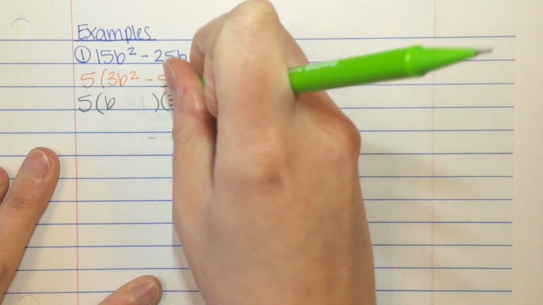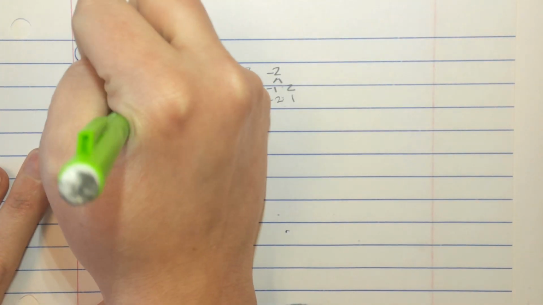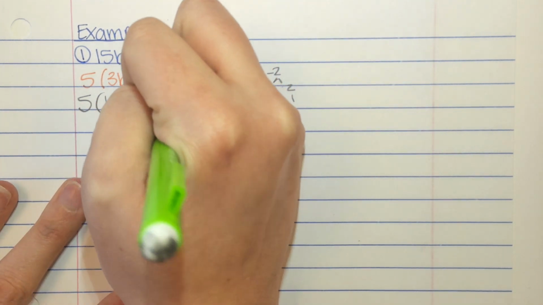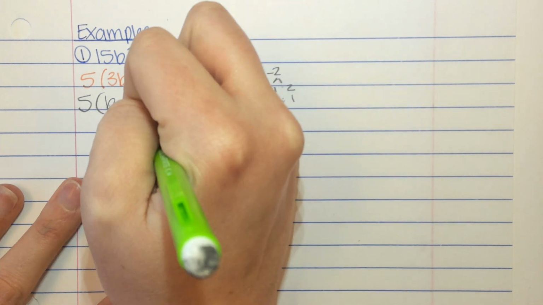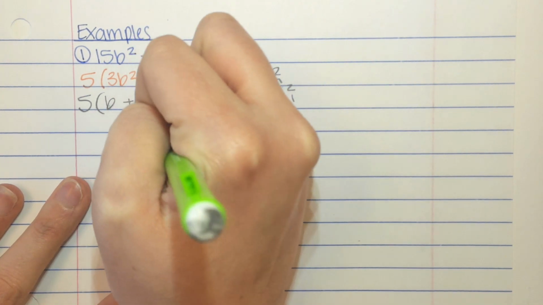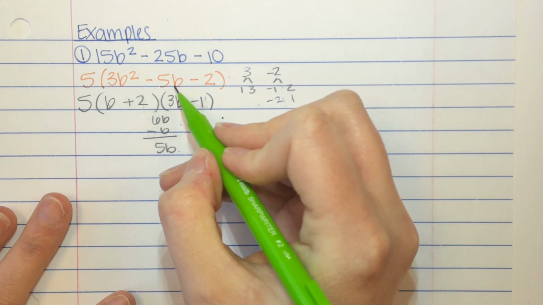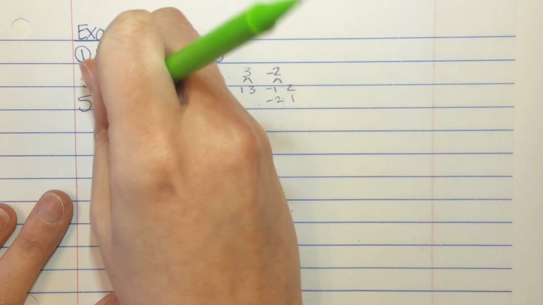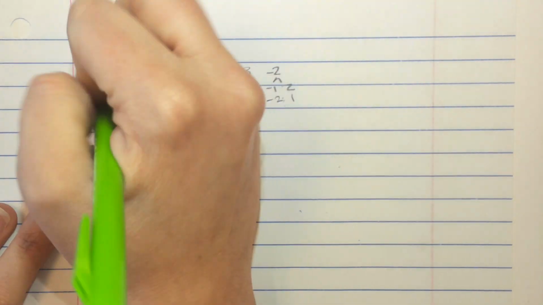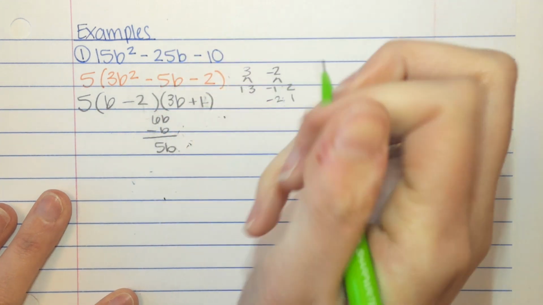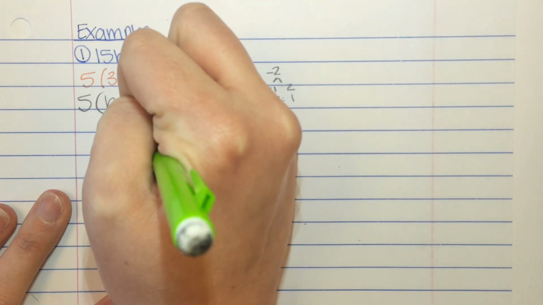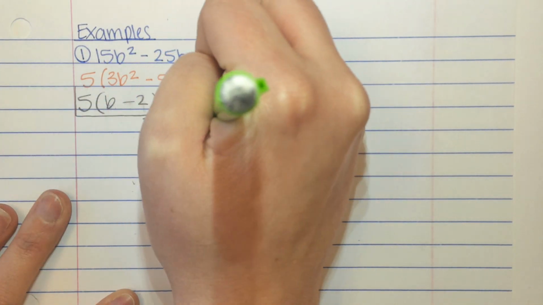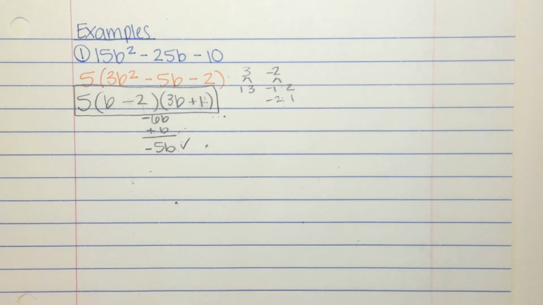So what about if I try this? If I do positive 2, negative 1. So 2 times 3b is 6b, and then b times negative 1 is negative b. 6 minus 1 is 5b. Okay, that's super close to what I should have in the middle, but I need a negative. So I can fix that by changing my sign. So I can change it to a negative 2 and a positive 1. So that would give me negative 6b plus b is negative 5b, and that works. Okay, so that is my final answer.